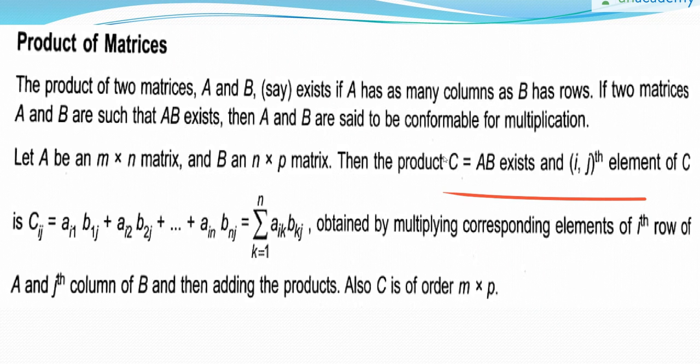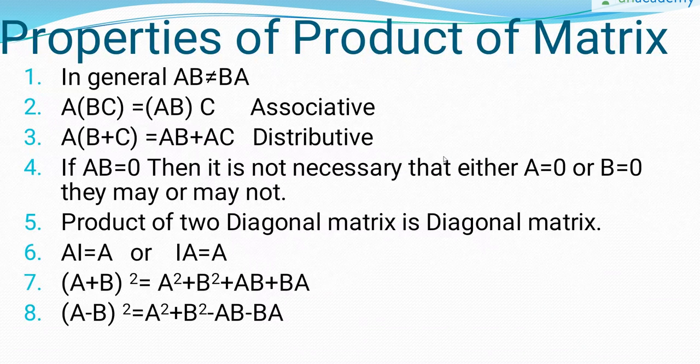And the product of matrices is carried out by multiplying corresponding elements of the ith row of A and the jth column of B and then adding the products. So the product is row to column, that is, a row of the first matrix is multiplied by a column of the second matrix.